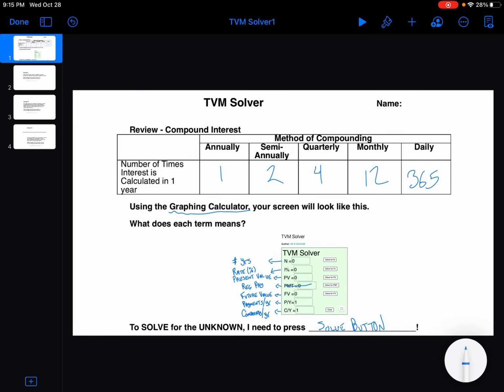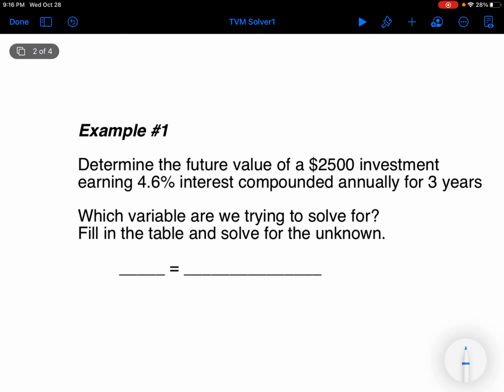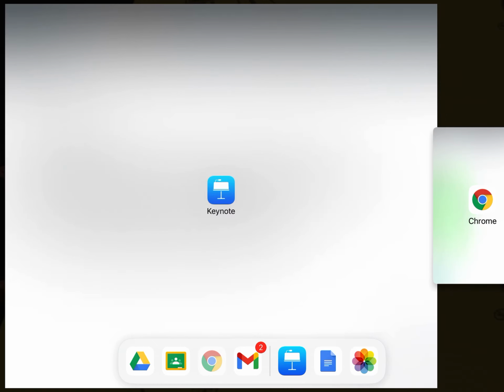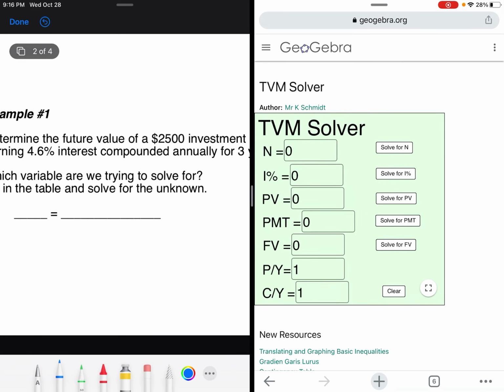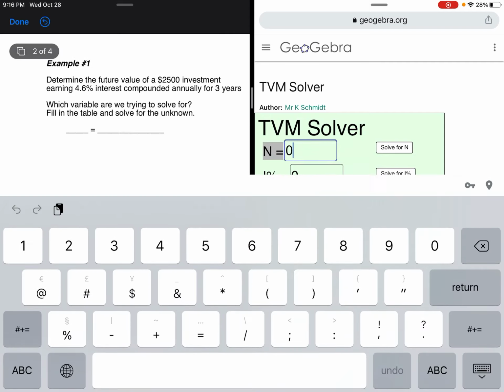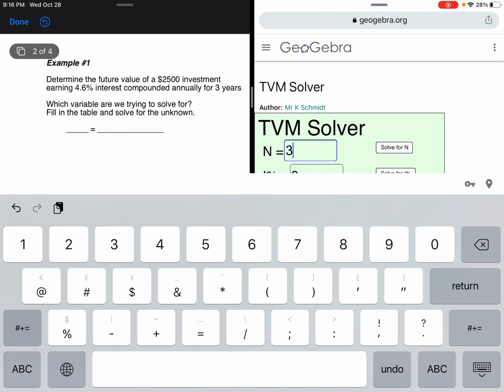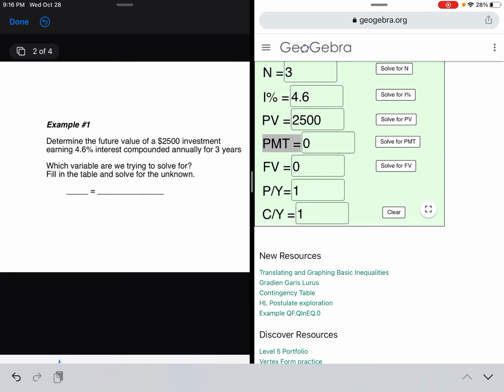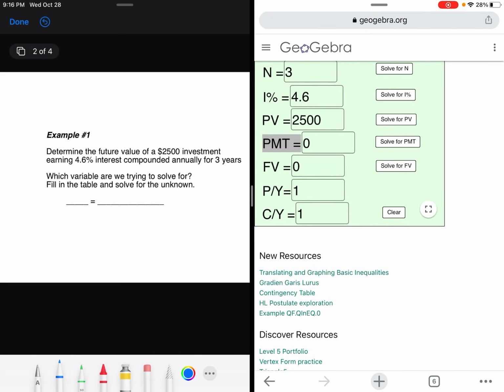Okay, so if we're going through these questions, we'll pull up this question. So determine the value. And then I'm going to grab my graphing calculator here, and we're going to start entering things in. We've got 3 years. We've got an interest rate of 4.6%. We've got a present value of $2,500. We don't touch our payments. We know we're compounding annually, and we're trying to figure out our future value.